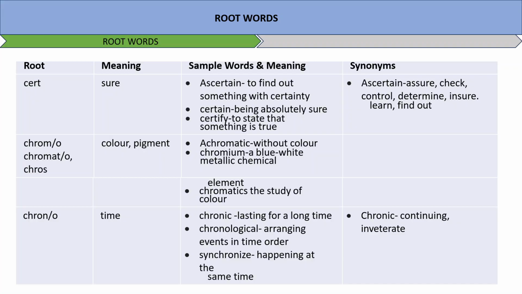Cide or cise means to cut or kill. Homicide, murder. Incisor, a sharp tooth for cutting food. Insecticide, a chemical used to kill insects. Circumscribe, confine, limit. Right?